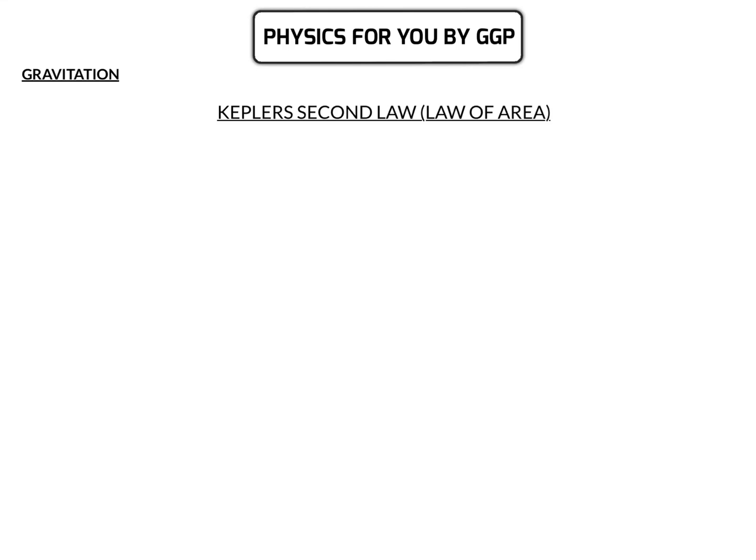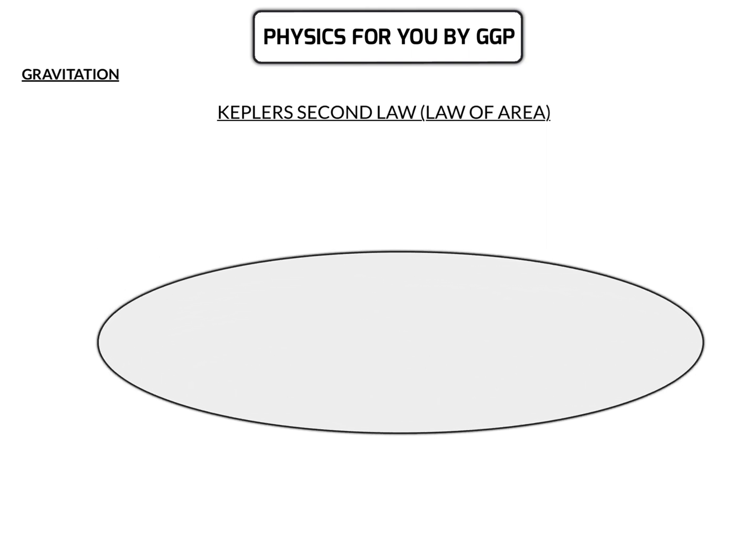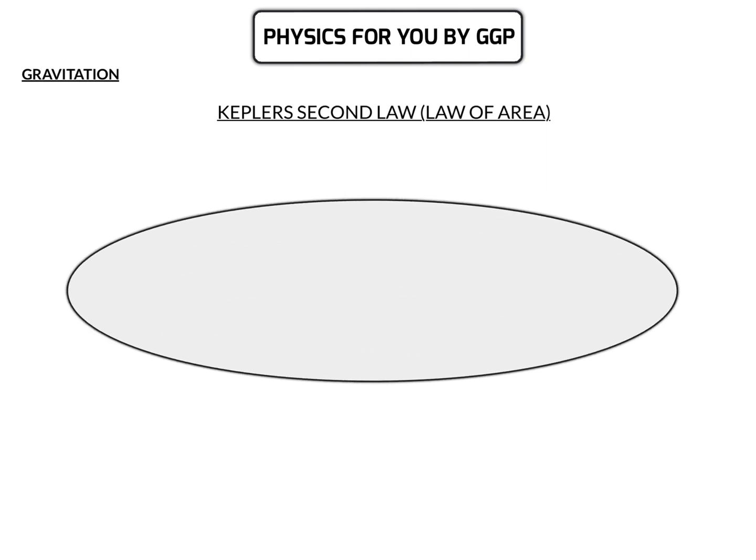Now we'll discuss Kepler's second law, also known as the law of area. In Kepler's first law, we discussed that all the planets revolve around the Sun in an elliptical orbit in such a way that the Sun is located at one of the foci.